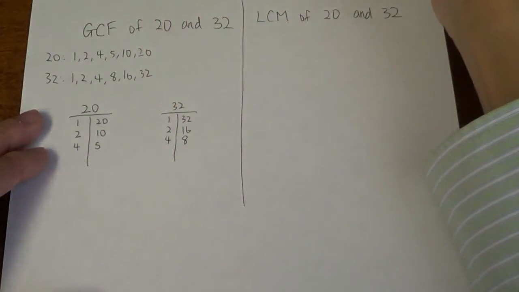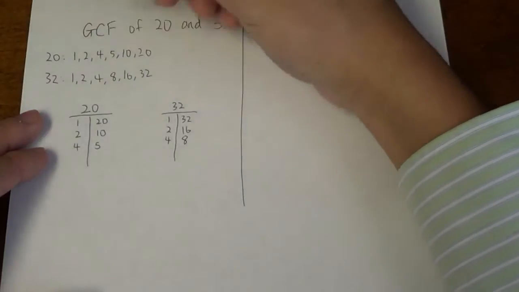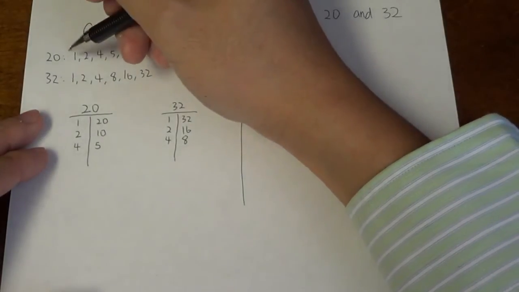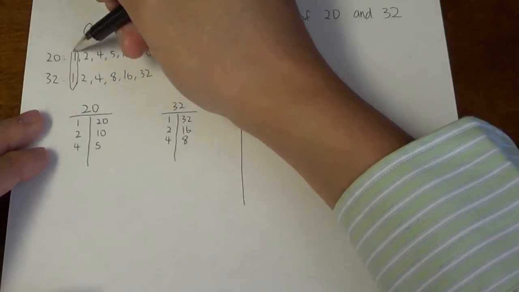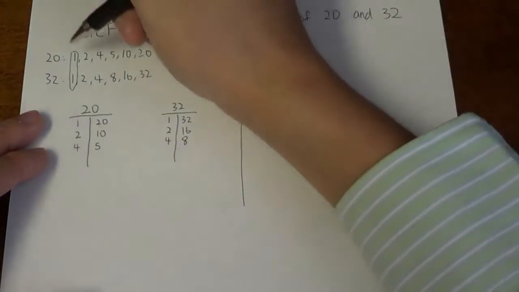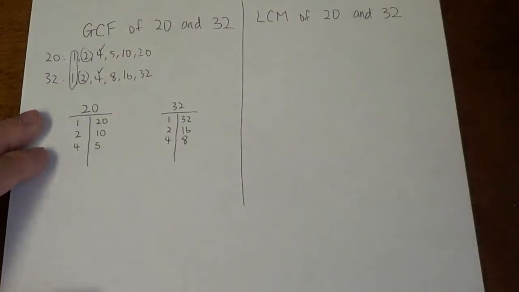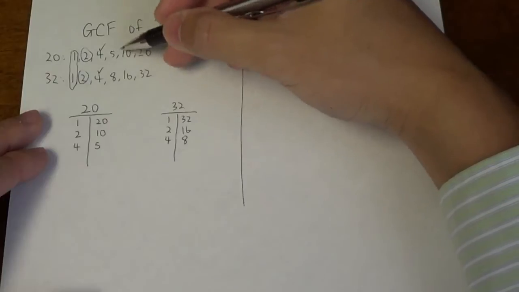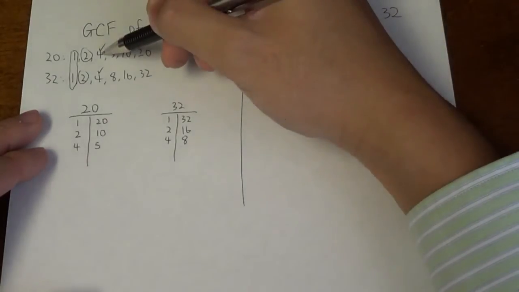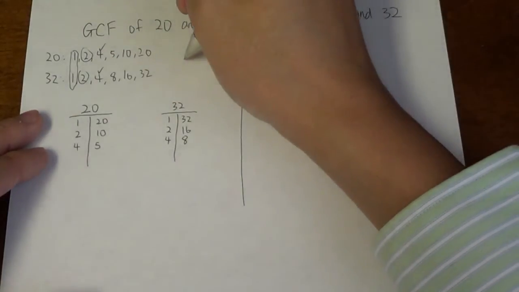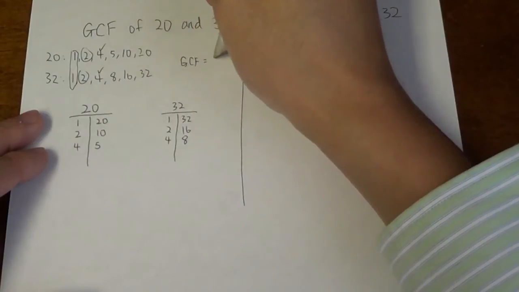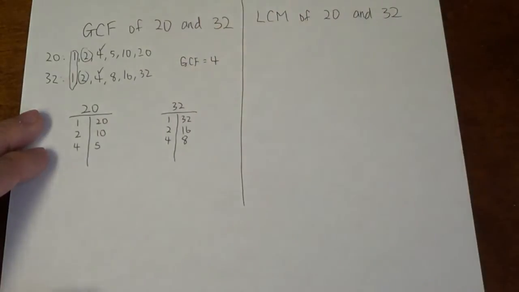Now I look for common factors, and this is just up to you. You can use check marks, or you can circle. Some people like to circle both together, or you can just circle or use check marks. It's however you want to organize that. There's nothing else in common. 4 is the greatest one, so my answer, GCF, equals 4.